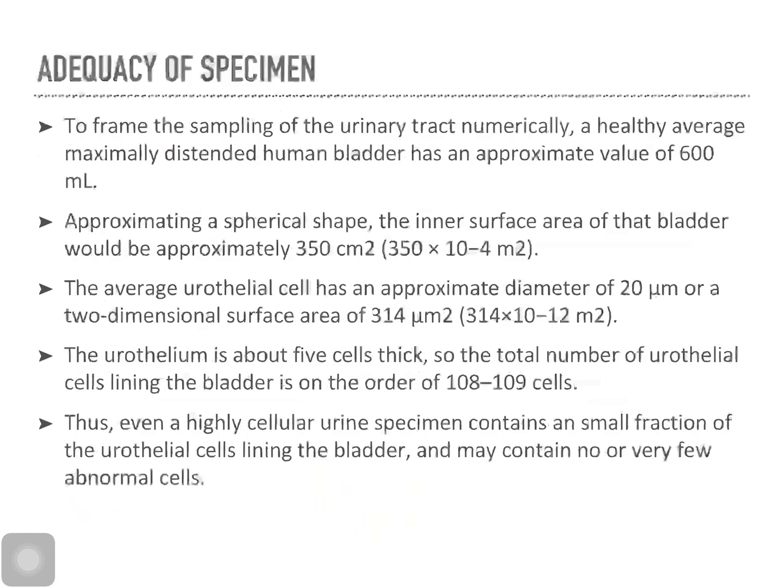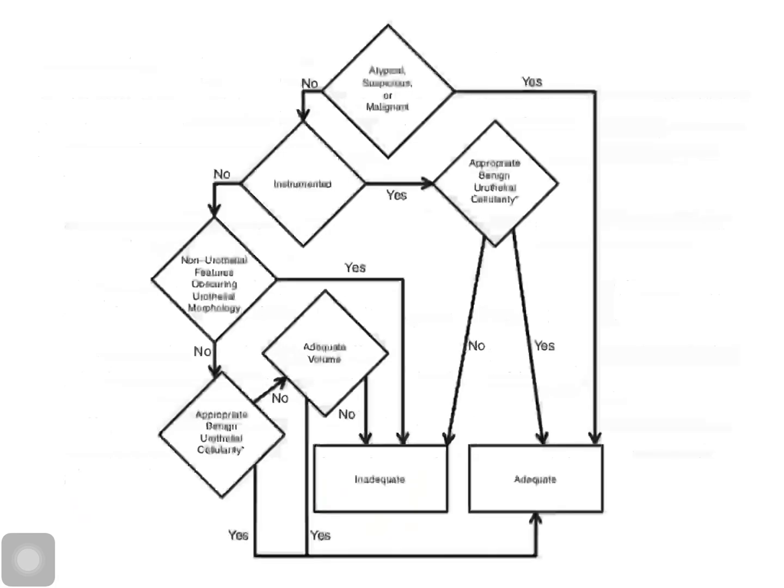The urothelium is about 5 cells thick, so the total number of urothelial cells lining the bladder is in the order of 10^8 to 10^9 cells according to the calculation. Thus, even a highly cellular urine specimen contains only a small fraction of urothelial cells lining the bladder and may contain no or very few abnormal cells.